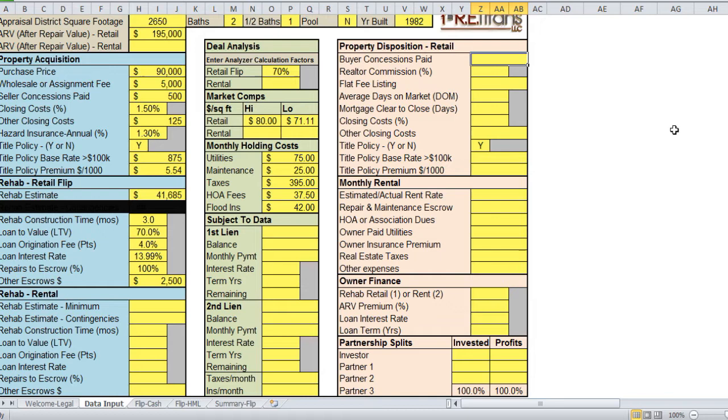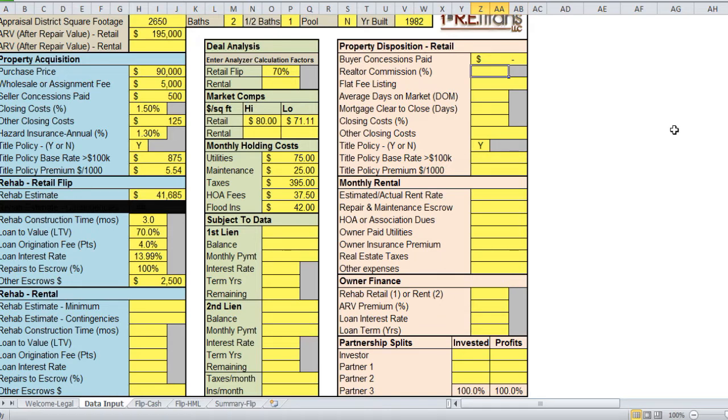Now we're going to move on to the last section for this example, which is to focus on selling the property and how we will pay for the deal when we sell it. We don't expect to pay any buyer concessions in our example, but there's a field there if that's relevant to your deal. So I'm going to put a 0 there.